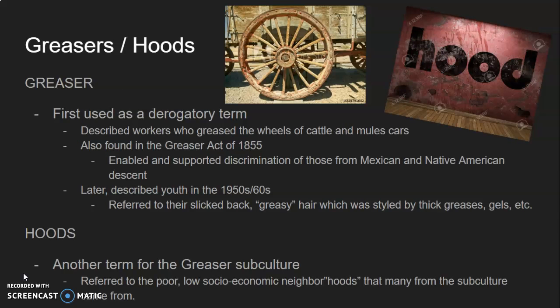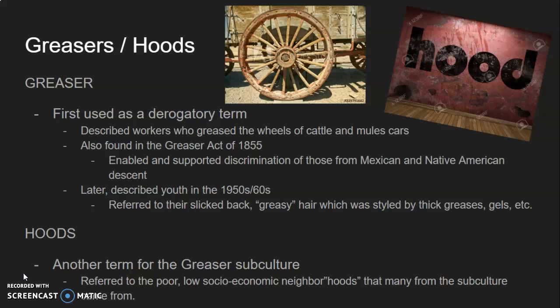These young people then, over time, got two names. The first name that they got, which we see in the novel, is Greaser. Now we have to understand the history of this word. Just like any other racial slur, there is history. So this is a derogatory term that was first used to describe workers who greased the wheels of cattle and mule cars. This was not a compliment.